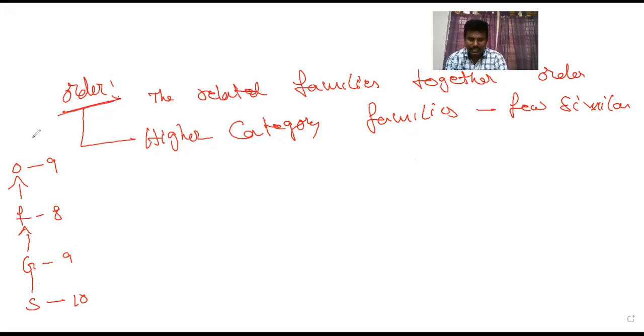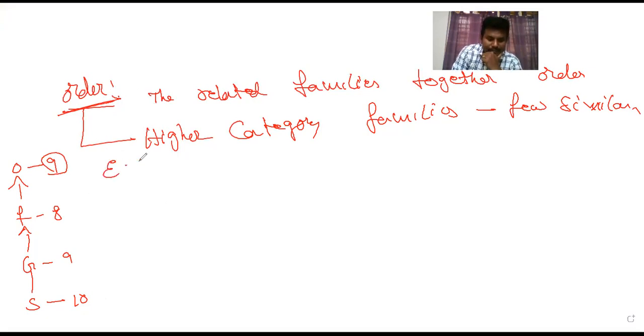Next, generally order and other higher taxonomic categories are identified based on the aggregate characters, the common characters. The similar characters in an order are comparatively less in number as compared to the different genera in a family.